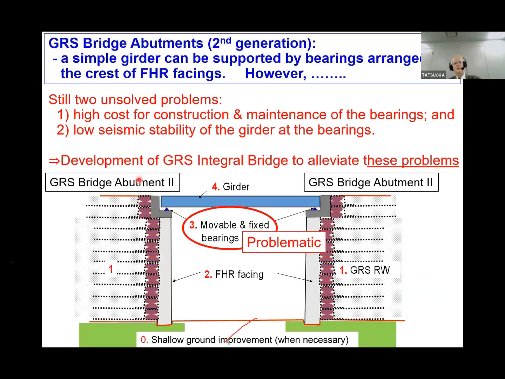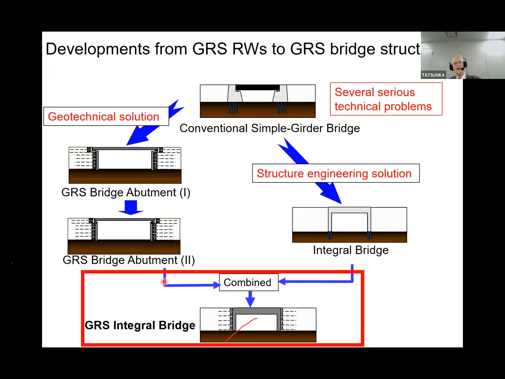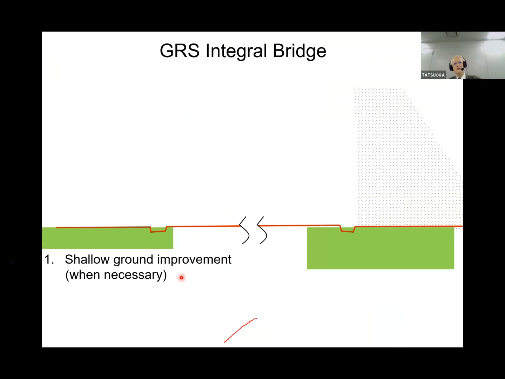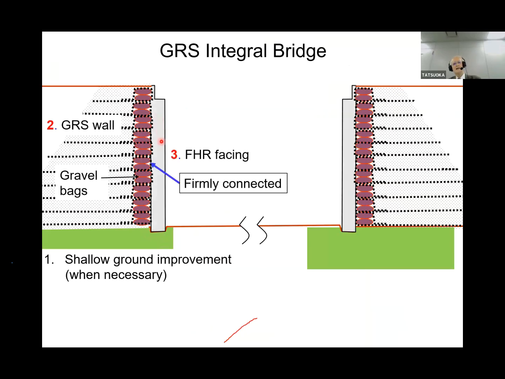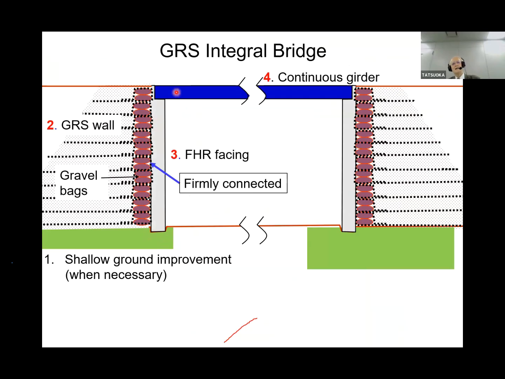So now we developed GRS integral bridges to alleviate the two problems. The bearing is a problem. So now combining two technologies, one is the GRS bridge abutment, second is the integral bridge. So we have a GRS integral bridge. This is constructed in this way: ground improvement if necessary, GRS wall, full height rigid facing, and the girder is placed. Then finally, the structure integration.